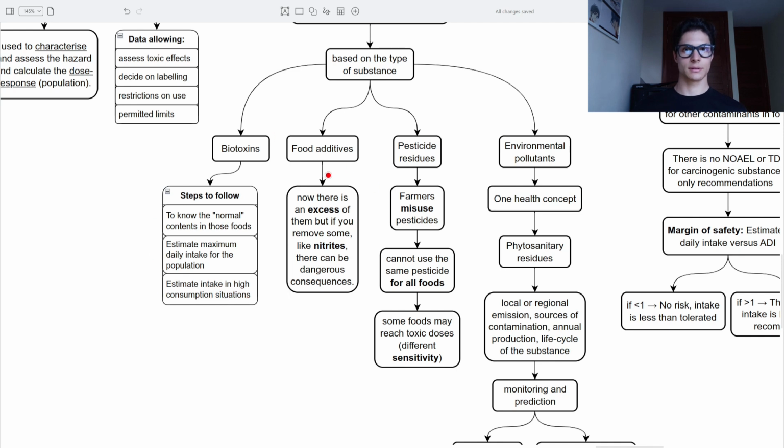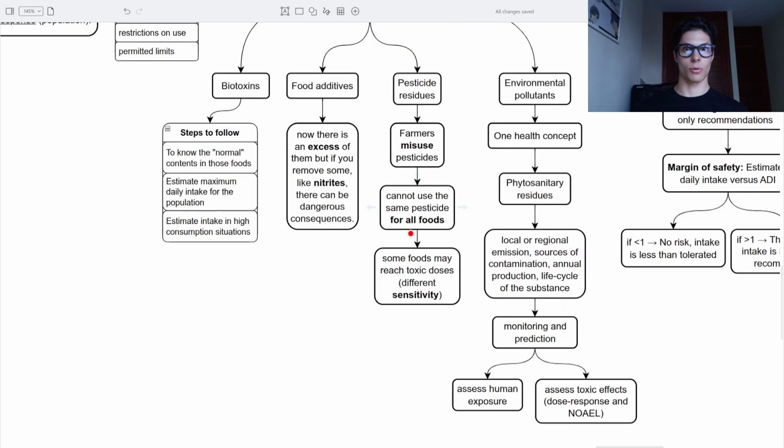Regarding food additives, there are a lot right now. There is an excess of them, and many of those are not needed. But if we remove some of those, such as nitrates, there can be very dangerous consequences. Then with pesticides residues in food. There is a problem here with farmers, because they misuse pesticides. We cannot use the same pesticides for all foods, because some foods may reach toxic doses of those pesticides because of different sensitivity of each food.